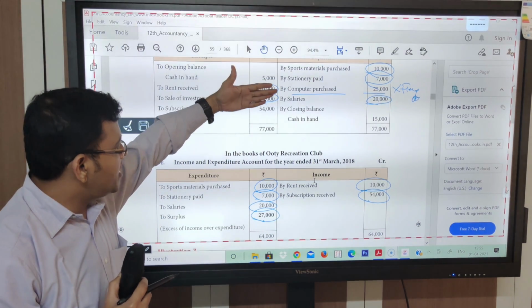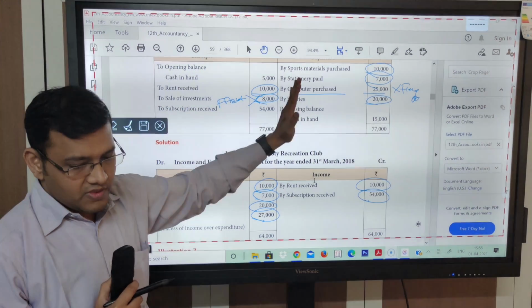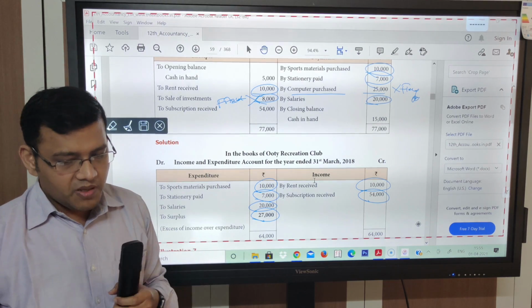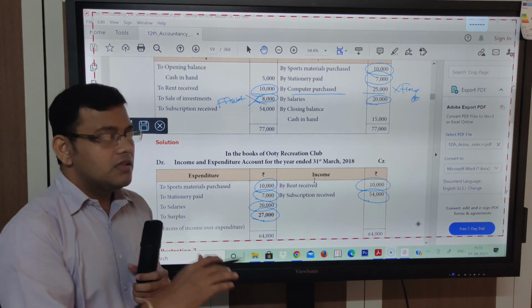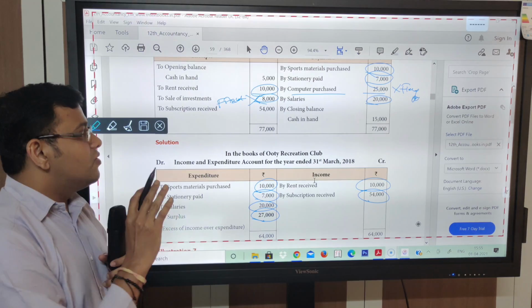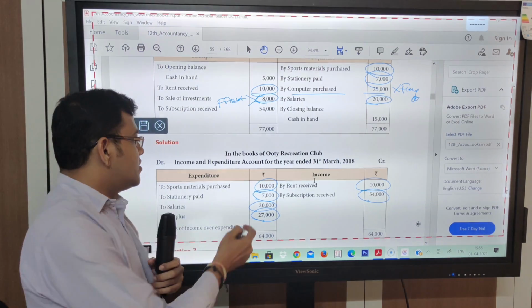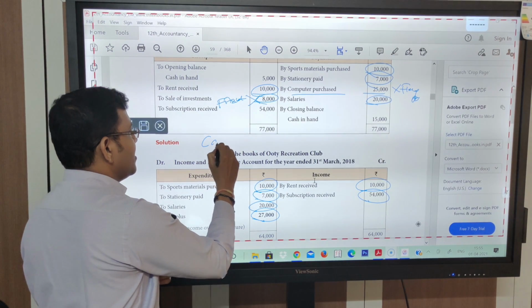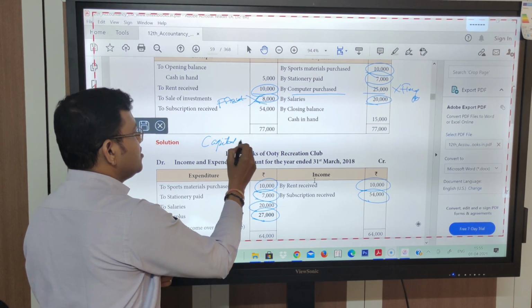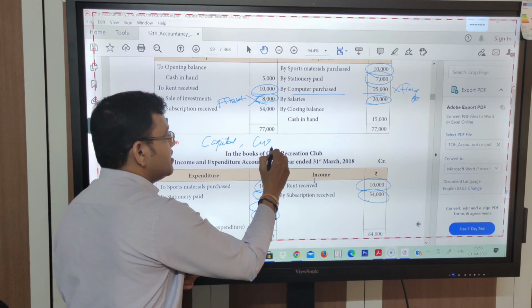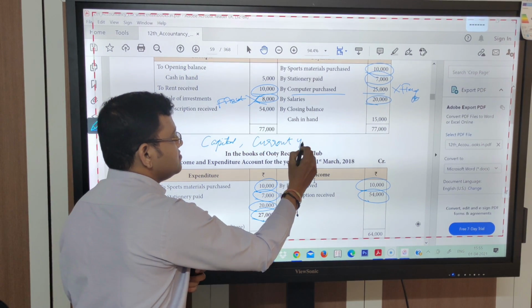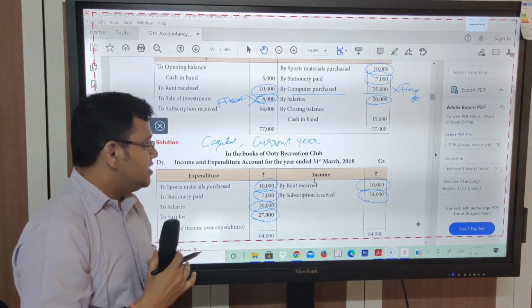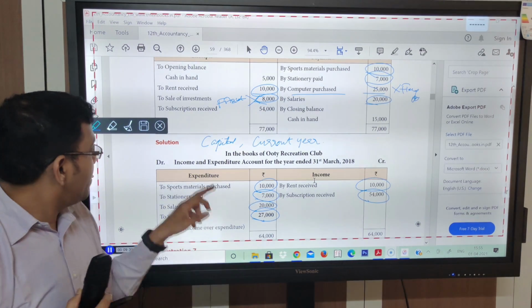So whenever you prepare the receipts and payments and income and expenditure, this is the difference. Both will look very similar, but the only difference over here is that you are not going to take capital items, and you will take only what? Current year expenses. Very important. Only then this answer will be correct.